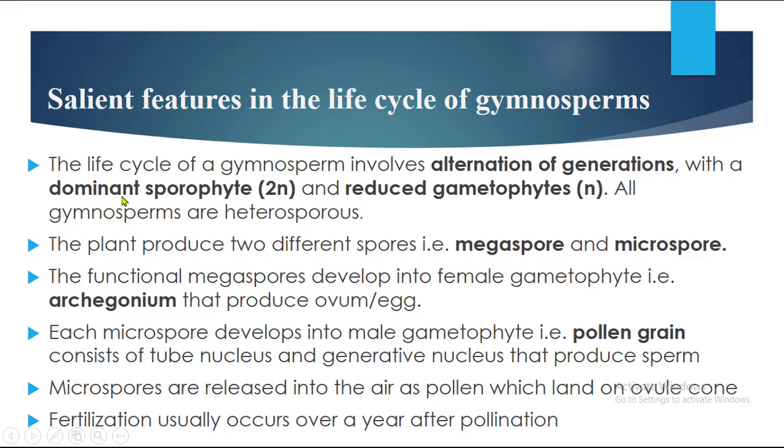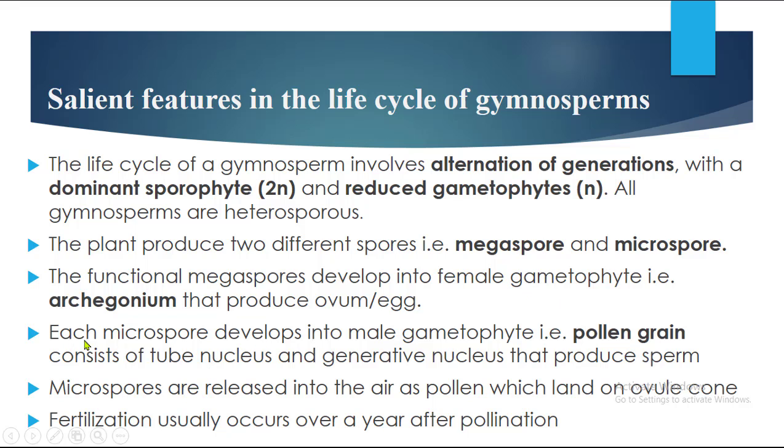See, this was the dominant sporophyte. It has the ability to produce two types of spores, megaspore and microspores. In case of female, the megaspore is going to give rise to female gametophyte, and female gametophyte is that part of the plant which has the ability to produce female gametes. That's why it is known as gametophyte.